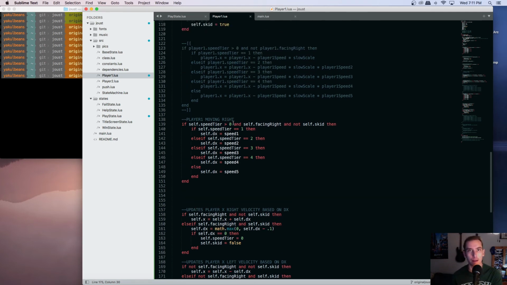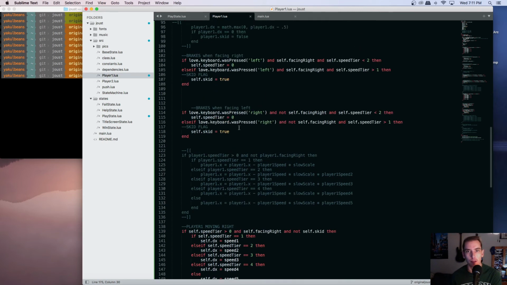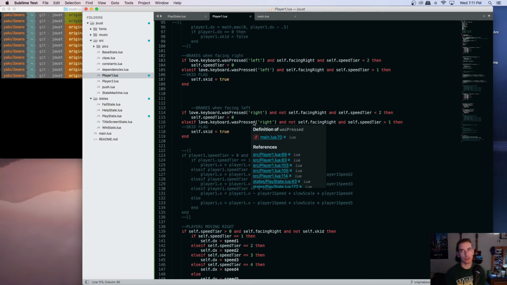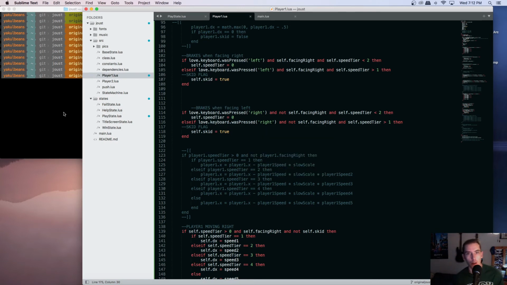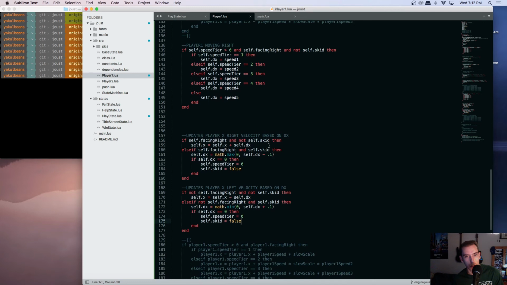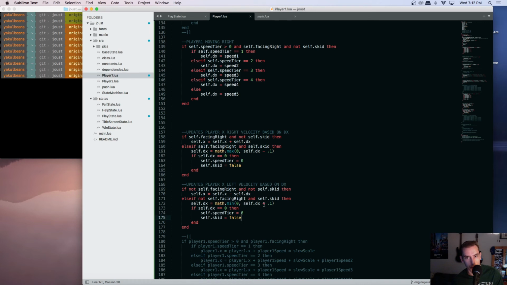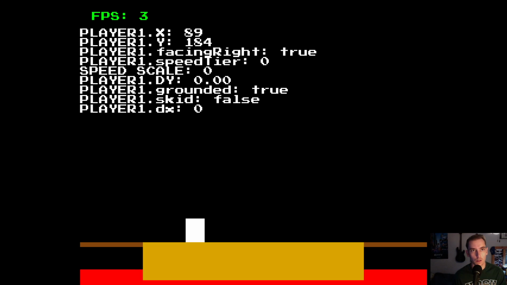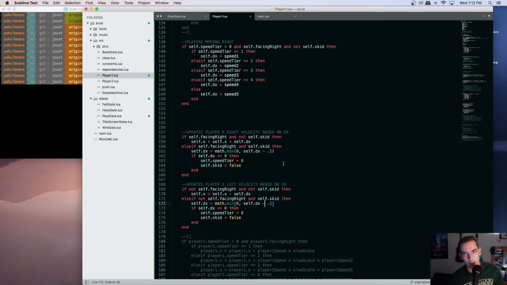I guess I don't get why. If keyboard was pressed right, and it was facing left, and speed 2 is greater than 1, then self-skid gets true. But then we set it to false. So maybe this... Oh, wait. Let me just see what that does if I do that. Nope. So yeah, skid is not getting turned to true when I'm moving left for whatever reason.